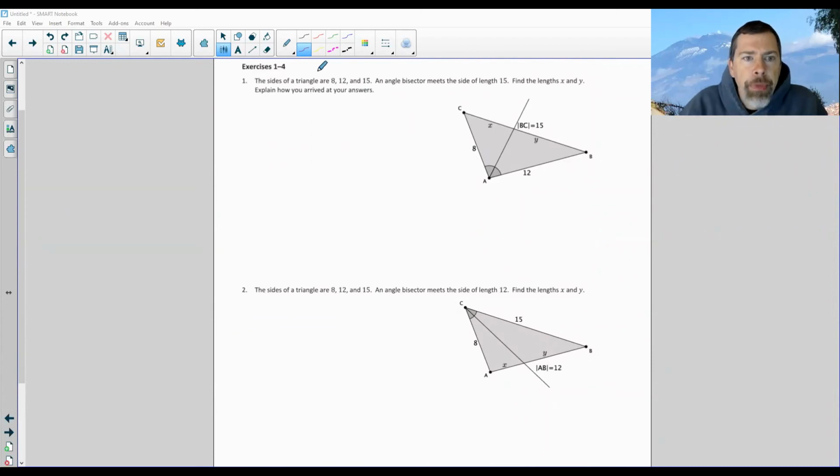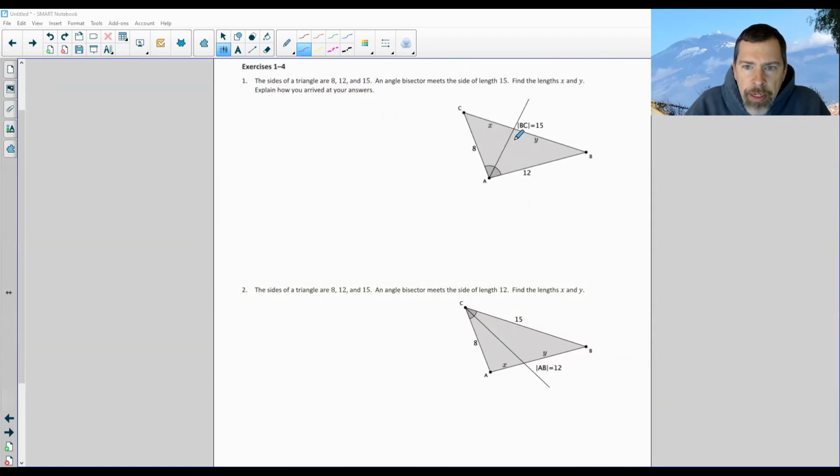So here we go. Exercise 1 through 4: the sides of a triangle are 8, 12, and the whole thing, BC, is 15. An angle bisector meets the side of length 15, BC that is. Find the lengths of X and Y. Explain how you arrived at your answer.